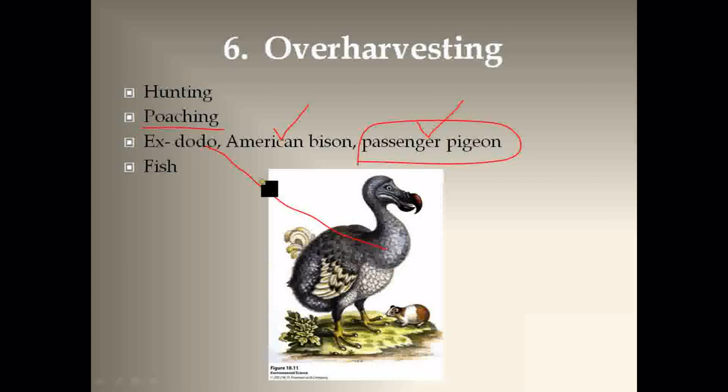Of course, in today's world, our big worry is the fishing industry and overfishing, because there are so many people. Populations are booming in cultures that eat a lot of fish. We are overfishing a lot of areas of our ocean.